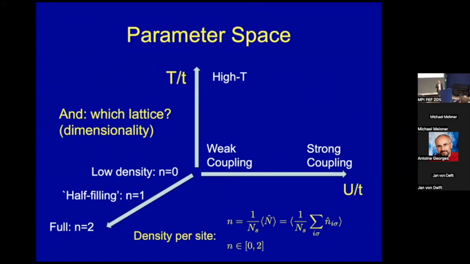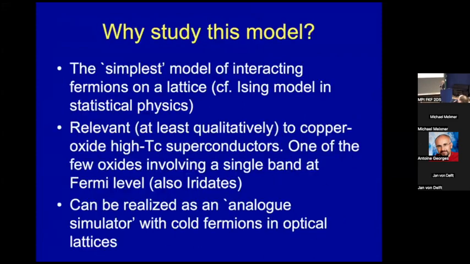We would like to understand its phase diagram in parameter space. Parameter space is obviously the coupling U over t, density per site between 0 and 2, the difficult region being obviously around half filling, and temperature, which, as you will see, is an important parameter in particular when it comes to computational methods. So why study this model?